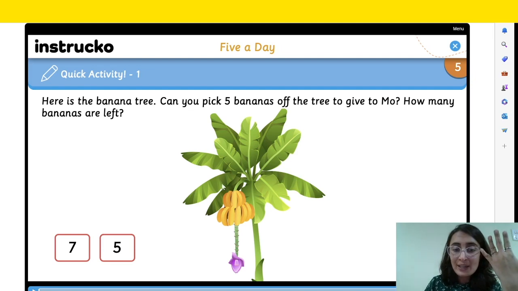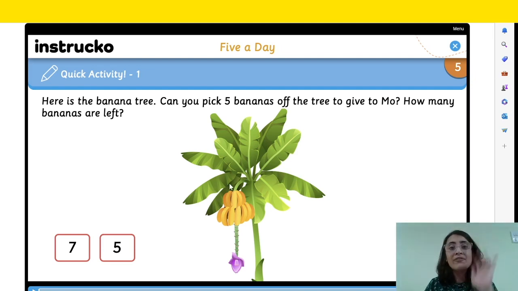So, you can see there are 2 bunches of banana, right? The top bunch of banana has 5 bananas. So, we will pick these bananas and give it to Mo. Now, how many bananas are left with us? Right, the bananas in the bottom are left with us. So let's count the bananas in the bottom.